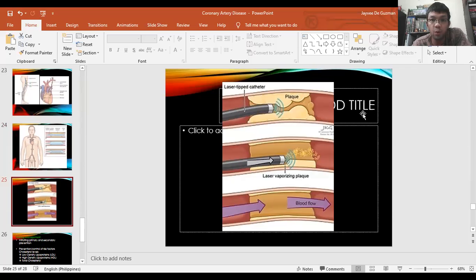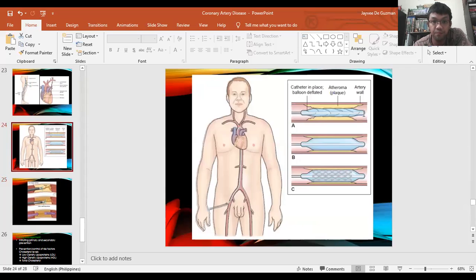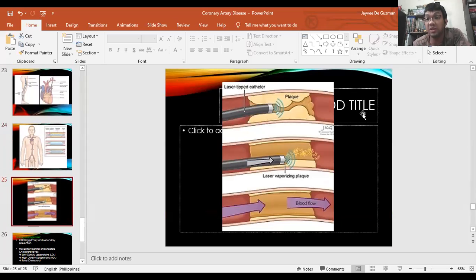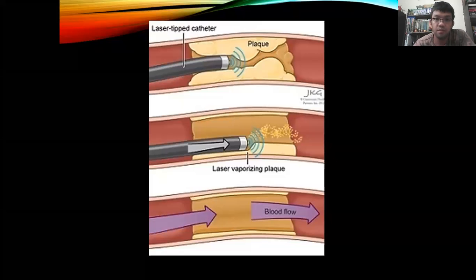And lastly, for the laser angioplasty, it's again done through cardiac catheterization. The laser tip catheter will be forwarded into that part of the coronary artery that has the plaque. Of course, visualization again is important in this procedure, and that laser will vaporize the plaques in order to improve the blood flow into that constricted or obstructed artery. So that's how laser angioplasty is done.